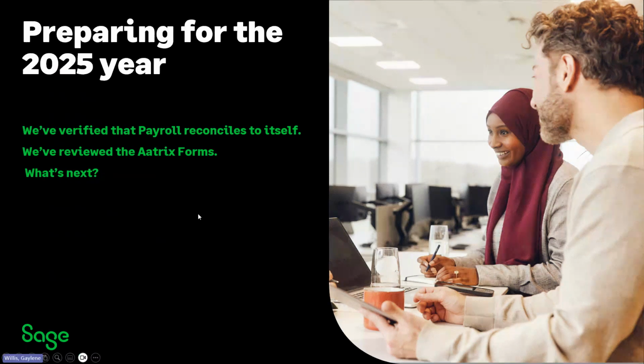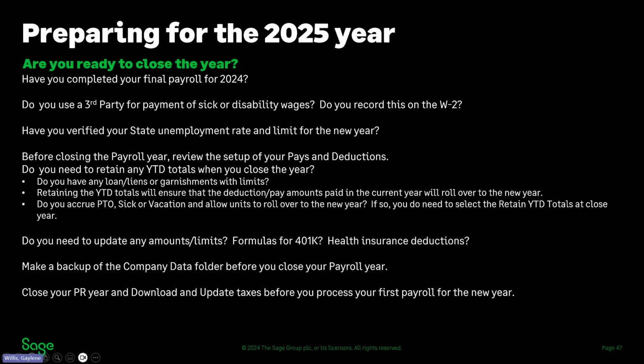Preparing for the 2025 year. Alrighty, so we want to verify that payroll reconciles to itself. Or let's say we verified payroll reconciles to itself. We've reviewed the Aatrix forms. What's next? Okay, we want to get ready for the new year. So, things to think about when it comes to preparing for the 2025 year.